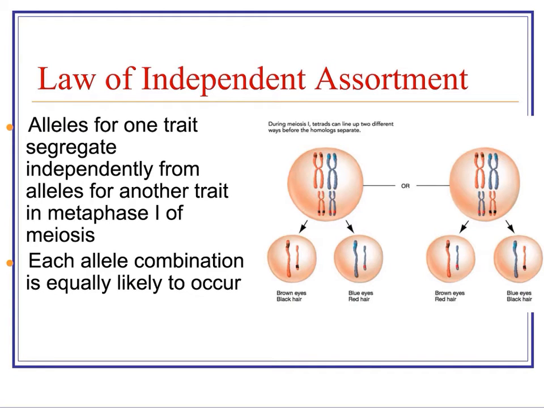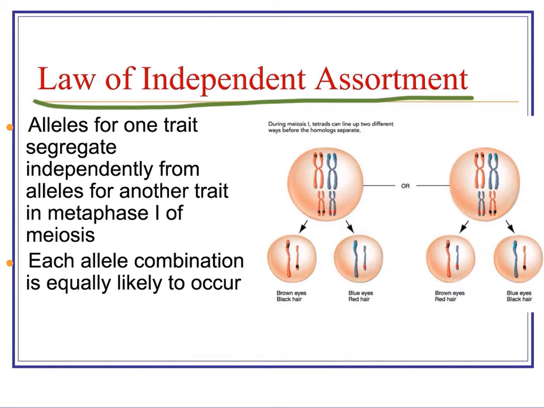This led Mendel to his second really important law. We talked about the law of segregation. Now we also have the law of independent assortment. And this is something we talked about earlier with meiosis. And this is the idea that the alleles separate or segregate independently from one another when they're on different chromosomes.